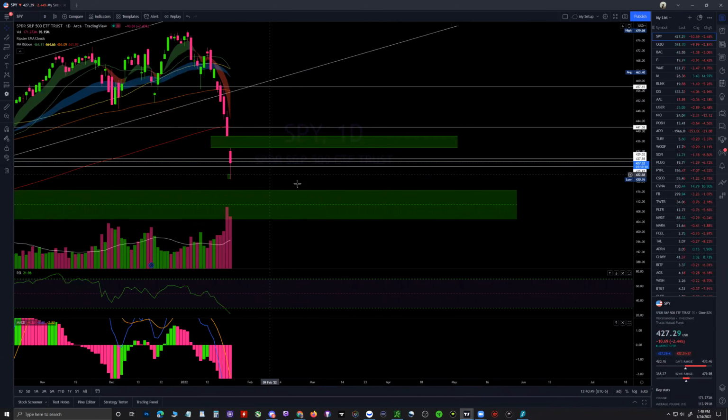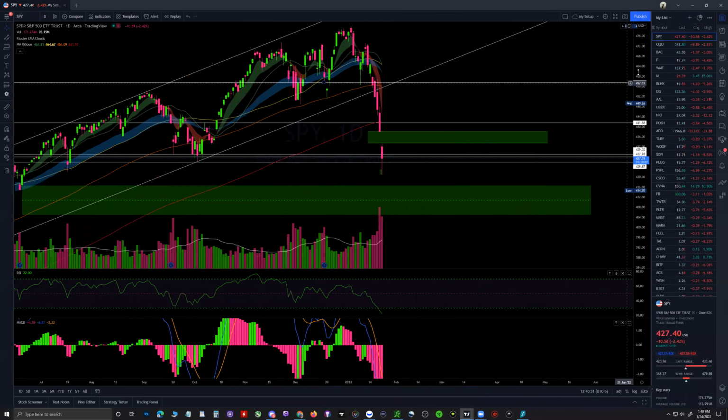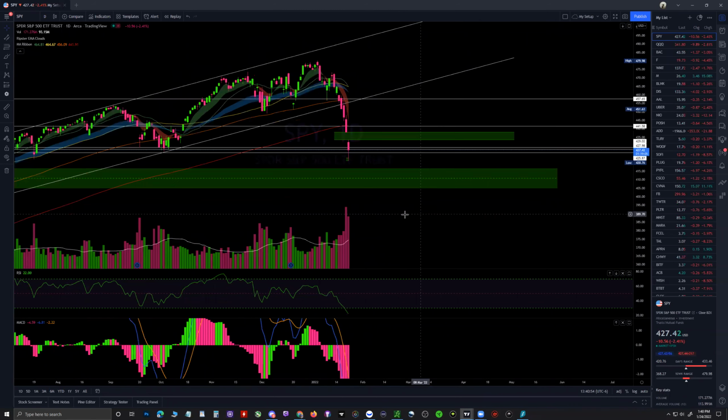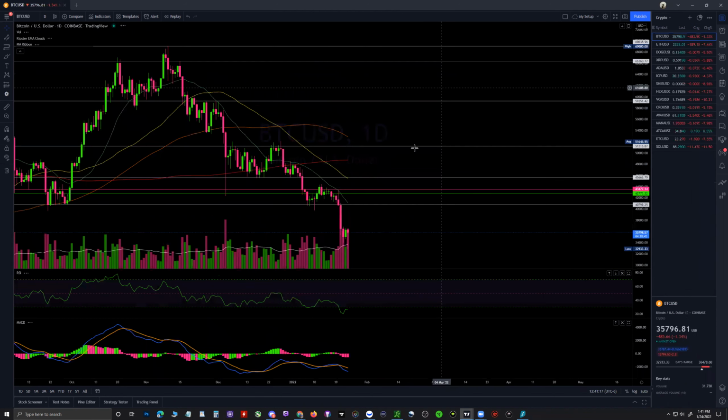So we have been having a major sell-off the past week or so on SPY. And one of the major reasons for that is the interest rate hikes. The same thing is happening with Bitcoin because it seems to be following the market a bit. Let's take a look at Bitcoin.